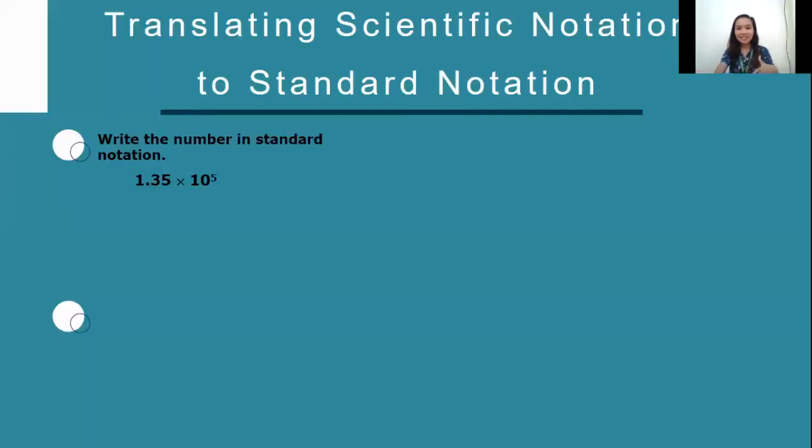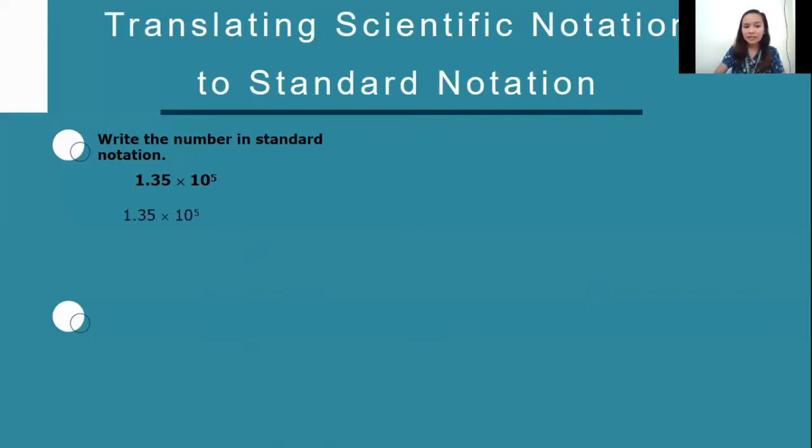Yes, so here is the example. You have translating scientific notation to standard notation. For example, we have here 1.35 times 10 raised to 5. So this is in scientific notation. We are going to try to change it into standard notation.